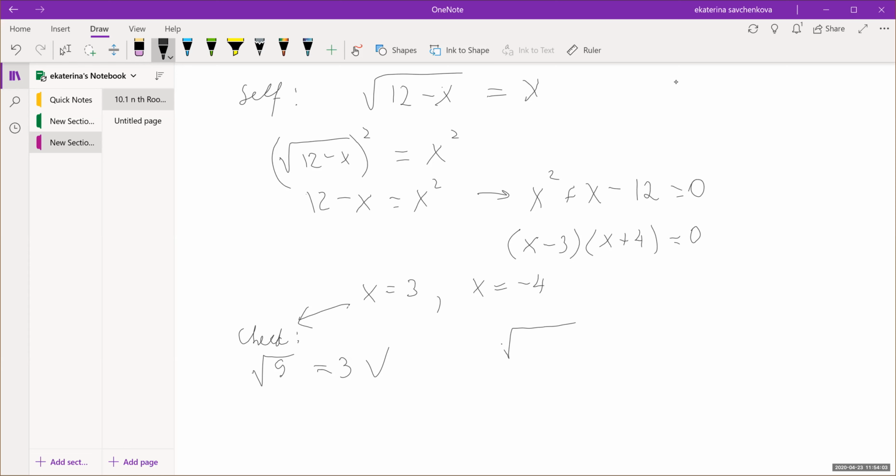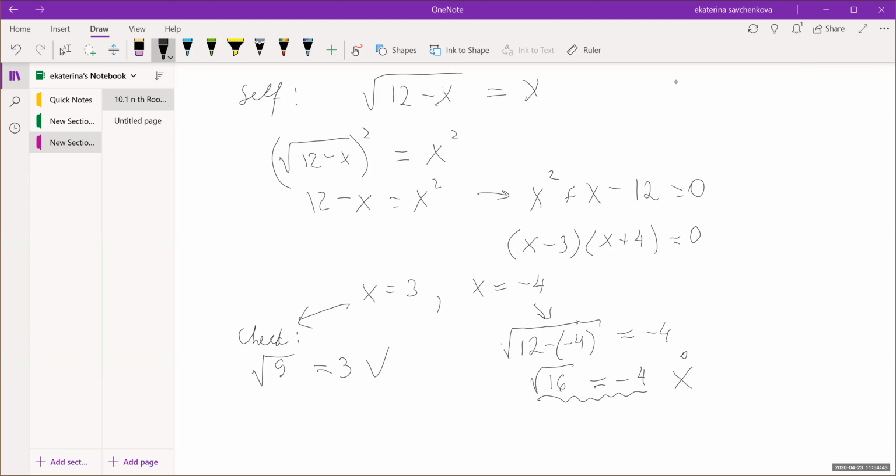How about negative 4? I'm going to put the check here. 12 minus negative 4 equals negative 4. Well, let's combine this: minus minus is plus, so it's the square root of 16 equals negative 4. Generally speaking, where we extract the square root, we don't know if 16 was a square of 4 or negative 4, right? But in this section, we are dealing only with principal roots. Principal roots for even powers are always positive numbers. So this one does not check, because the square root of 16 cannot be negative 4. It must be 4.